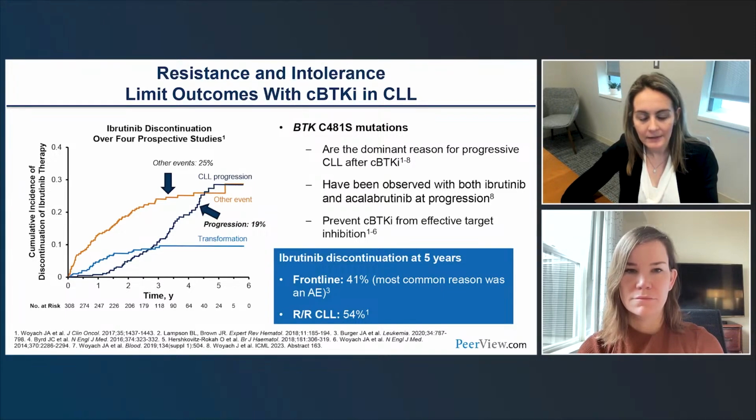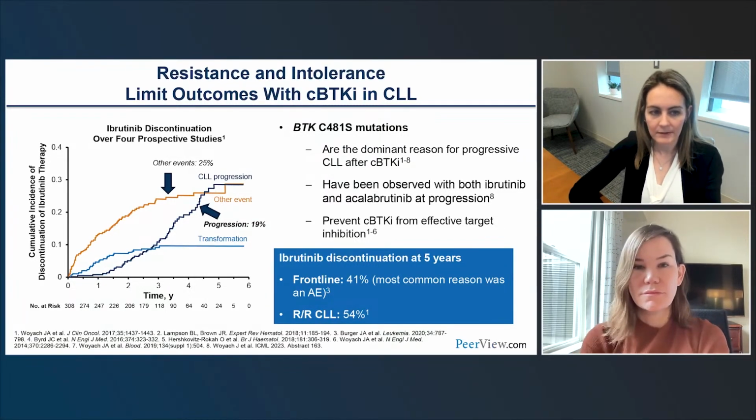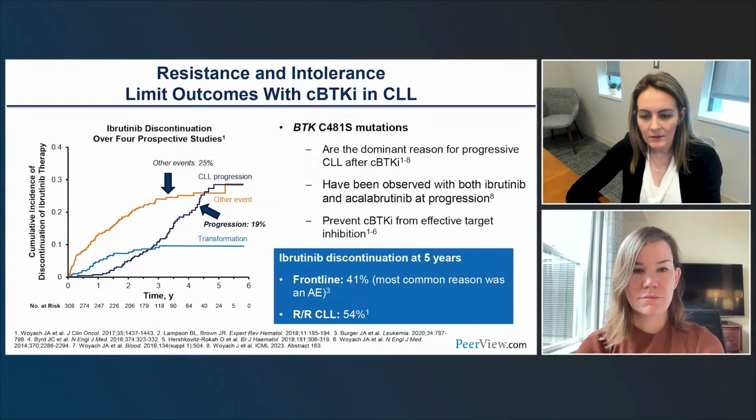But the other limiting factor can also be intolerance. Here you'll see data pooled from 4 prospective studies of ibrutinib, and you can see that ibrutinib could be discontinued for multiple reasons, predominantly either progression of the CLL or adverse event or toxicity.